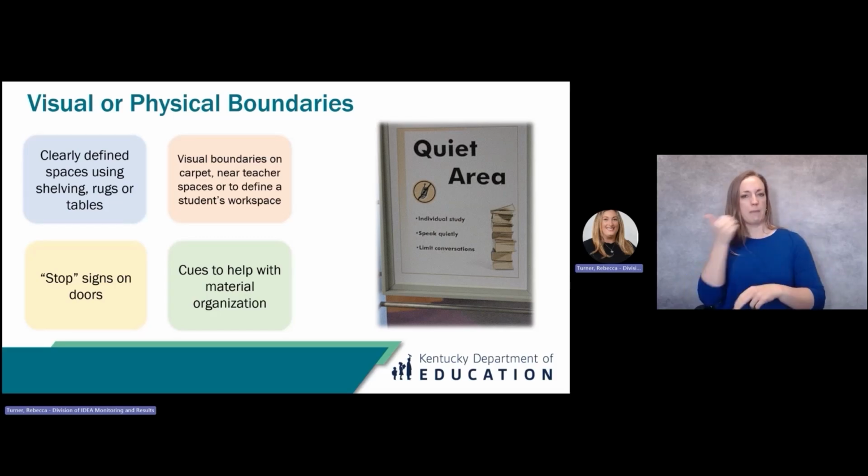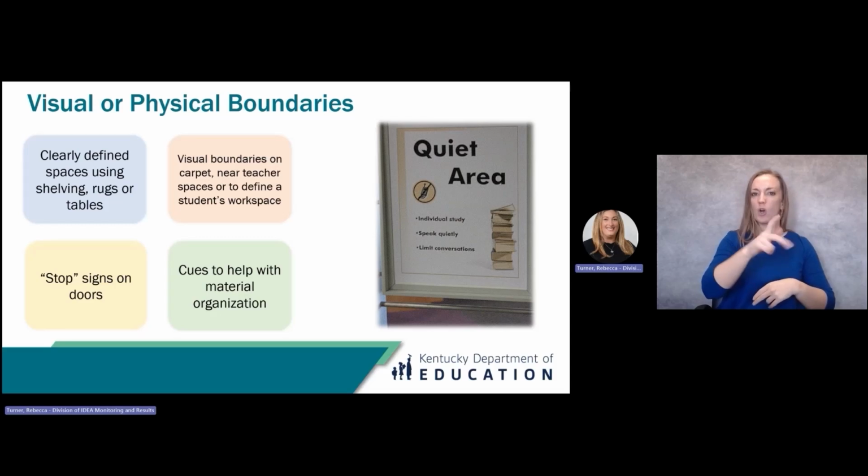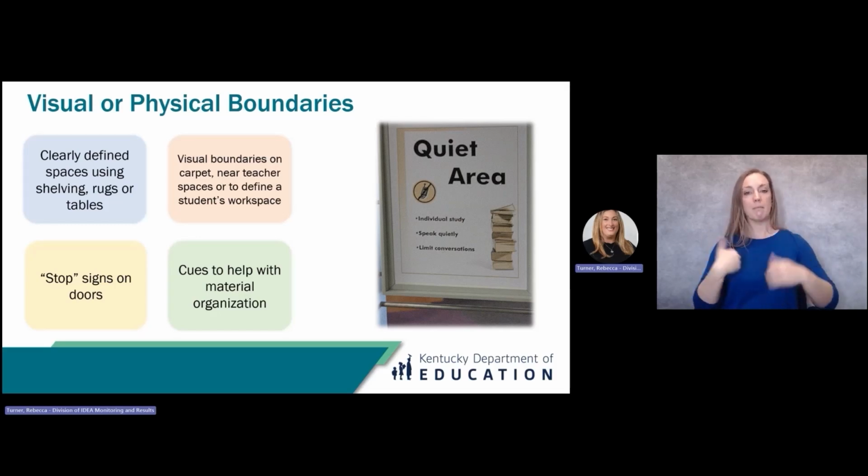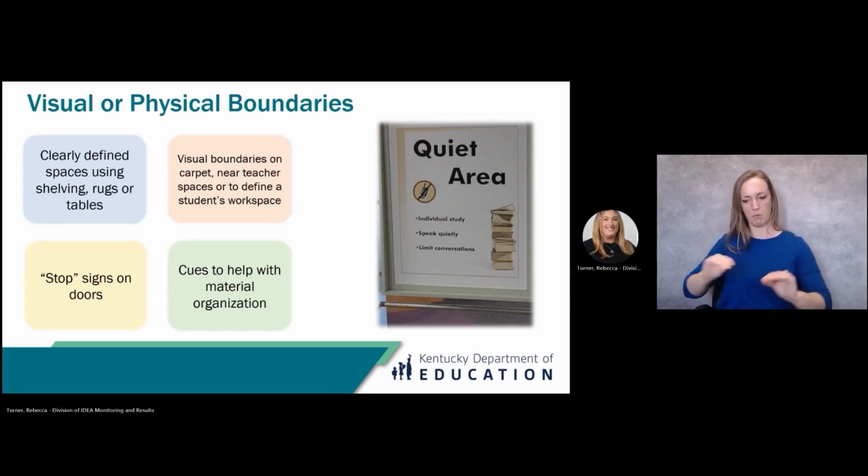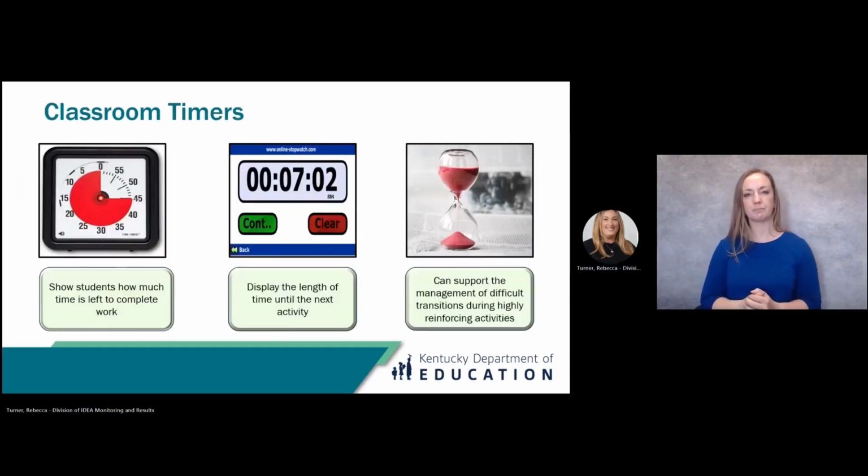For students that may need additional support, visual boundaries can be added to a carpet space or around a desk to define a student's workspace. A taped line on the floor may act as a visual boundary to show students that they should not go behind a teacher's desk. A stop sign on any classroom exit door may be beneficial to give a visual prompt that students should stop before opening a door without asking an adult first. Visual cues on or inside a student's desk can help students match where their materials should be placed to increase organization.